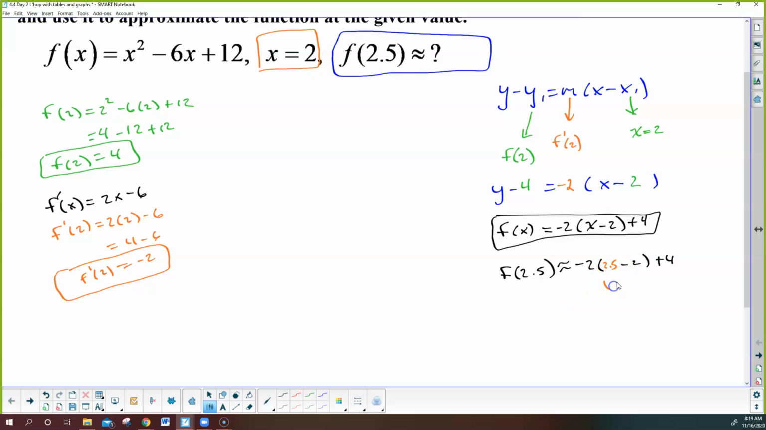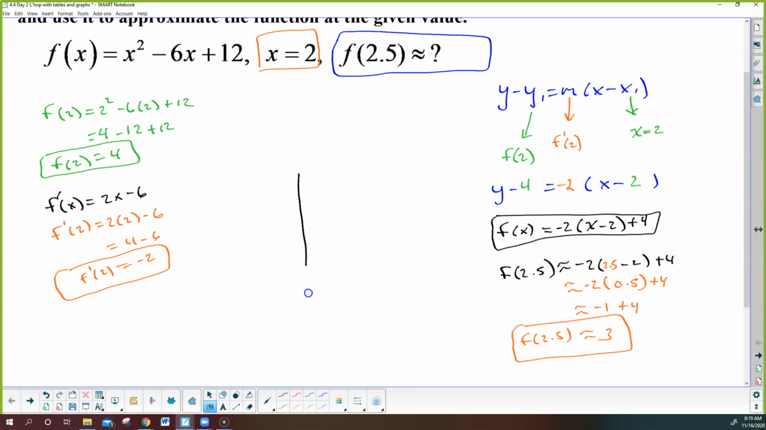And the nice thing is I get 0.5. The reason why we don't distribute is it's usually friendlier to just leave it and then simplify as you go. Because if I take half of negative 2, negative 1, and we get 3. So that is the approximation. If I plugged in 2.5, I'll get something close to 3, but it probably won't be exact.